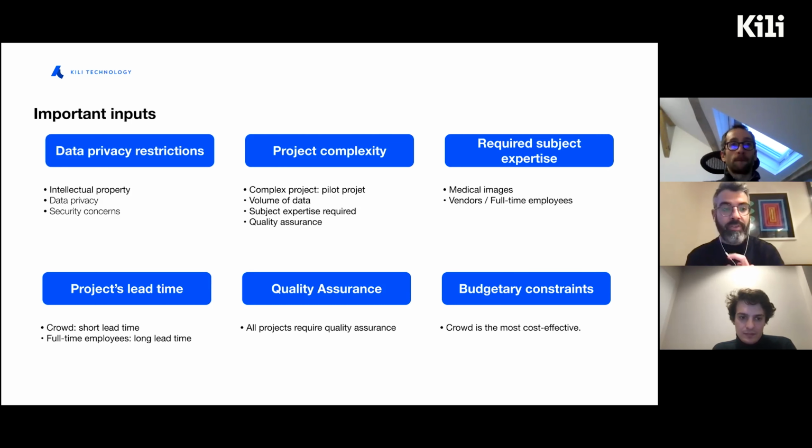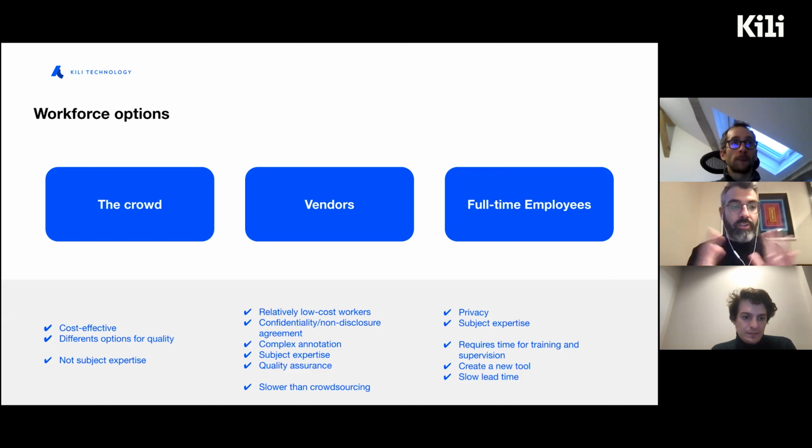Okay. Thanks for that feedback. Maybe next slide, please, Paul. This slide is only a sum up of the three options. So the crowd, vendors, and full-time employees, with the benefits and maybe the attention points that you need to have on each. So for the crowd: cost-effective, differentiated for quality, but not subject experts. For vendors, as mentioned, and I will not go through all the slide, but definitely this slide is a key takeaway for you in order to make a choice for your annotation projects. You can go to the next slide, please.